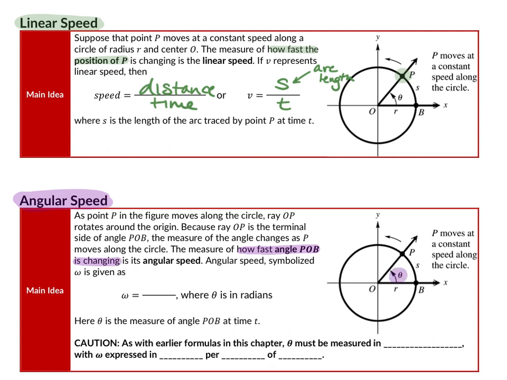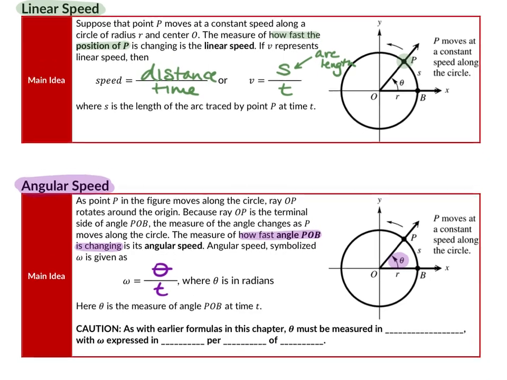So this time I'm looking at this moving around. Angular speed is going to be symbolized by the Greek letter omega. It looks like a W, but it is an omega, lowercase. So omega is going to be equal to theta divided by t, where theta is your angular radians. So that is angular speed. So we have linear speed and we have angular speed. Two different questions with two different types of inputs, two different types of units at the end.